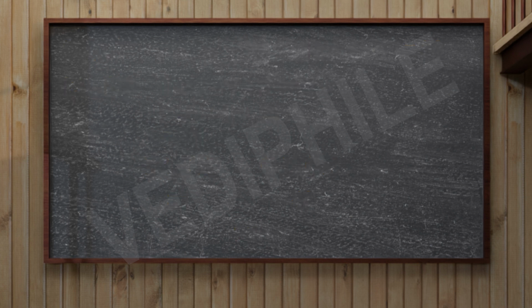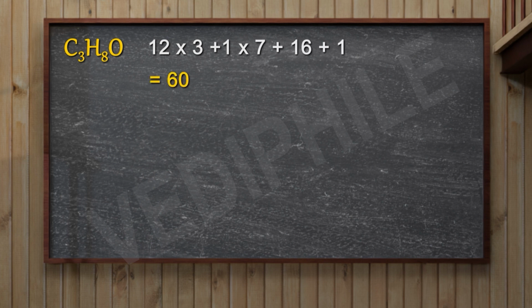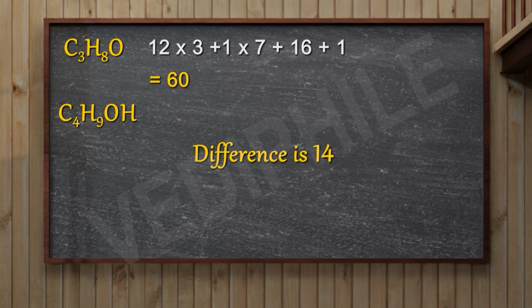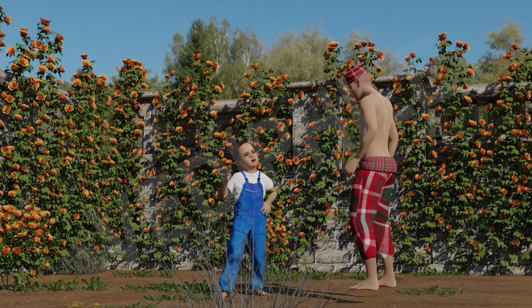Now we are in the propanol. The molecular mass of propanol is 12 into 3 plus 1 into 7 plus 16 plus 1 is equal to 60. So ethanol से अगर ब्यूटेनॉल का वेट या मॉलिक्यूलर मास अगर कंपेयर करें तो डिफरेंस आता है 14. So the difference is same.